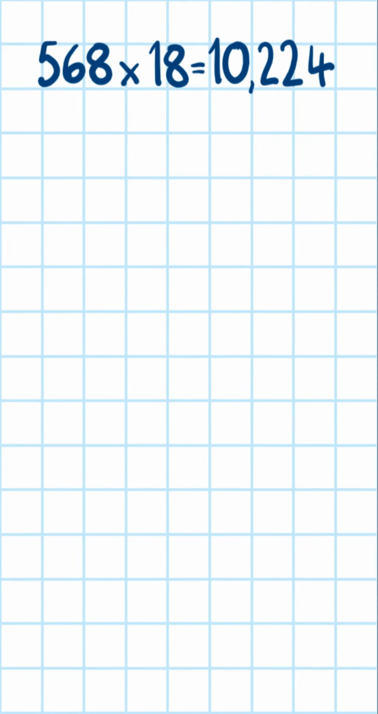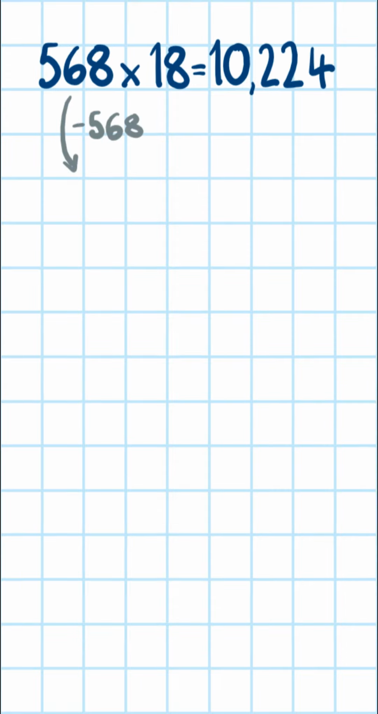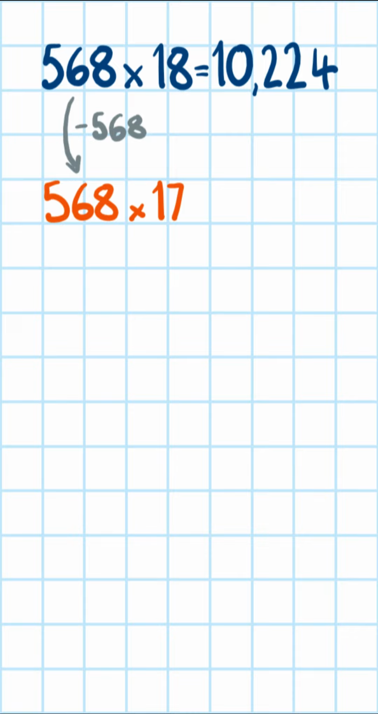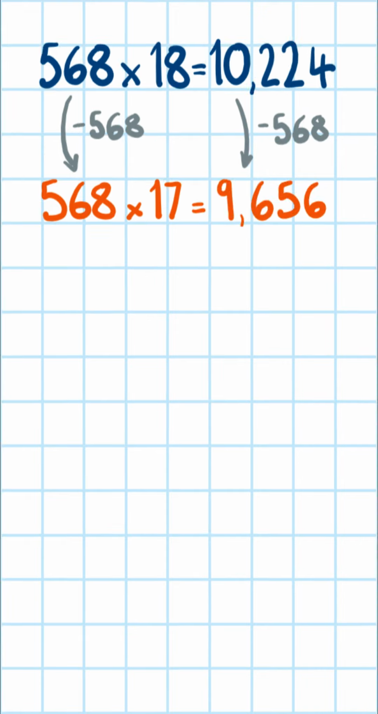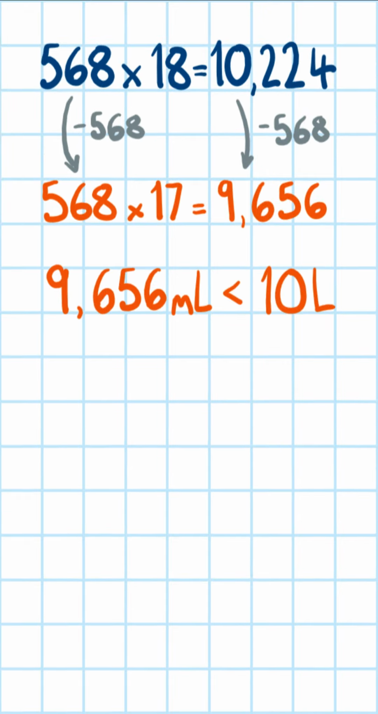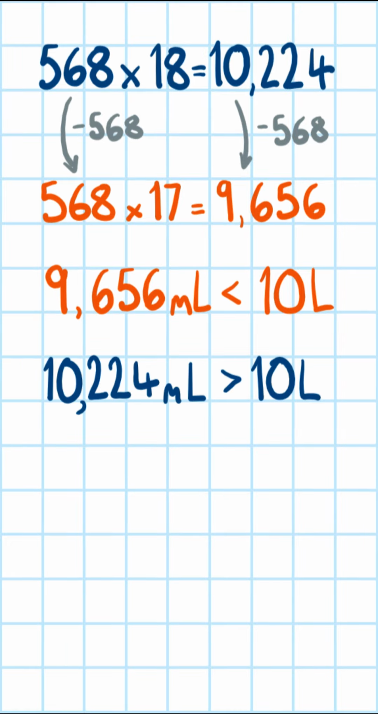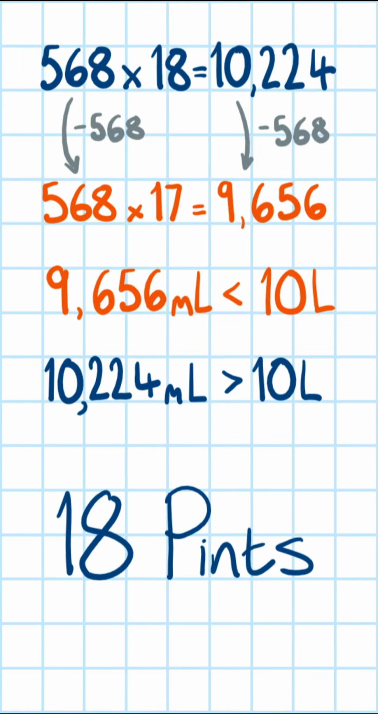However, is this the smallest number of pints that we can use to store 10 litres? If we think about what 568 times 17 is, it's effectively 1 less than 568 times 18. So if we do that, we end up with 9,656 millilitres. However, this is less than 10 litres, so that means that 18 pints is our final answer.